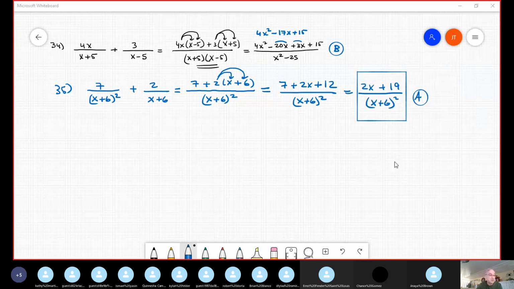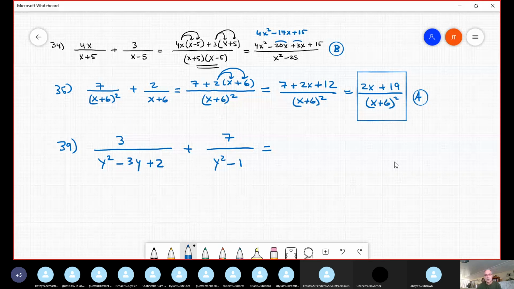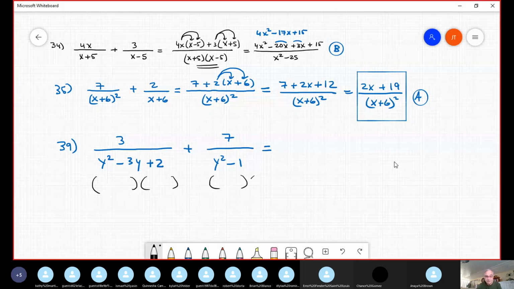Let me select, for example, I don't know if it's complicated or not, but I see weird. 39. 39 is 3 over y squared minus 3y plus 2, plus 7 over y squared minus 1. Oh, this is a little bit more complicated because the first thing you should do is the factorization of this trinomial and this binomial.